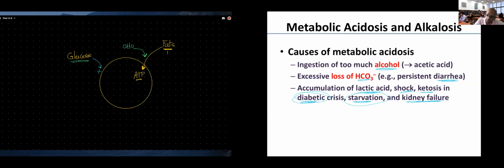So the other way for this fat is to form ketone bodies or keto acids. And as those keto acids start to accumulate in the system, this might result in metabolic acidosis.